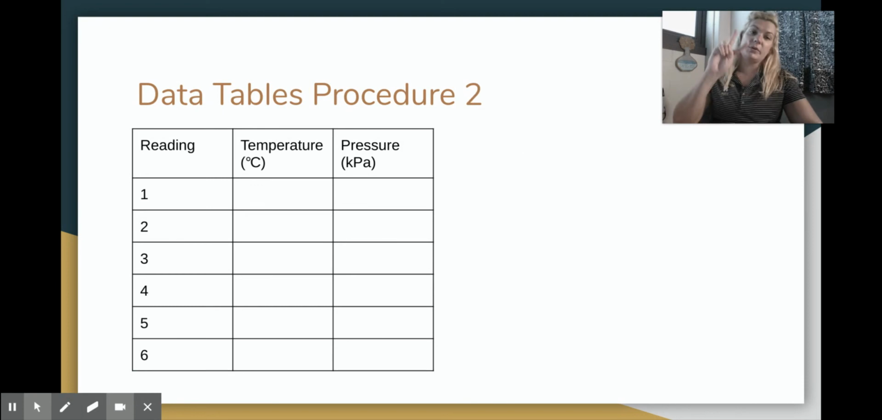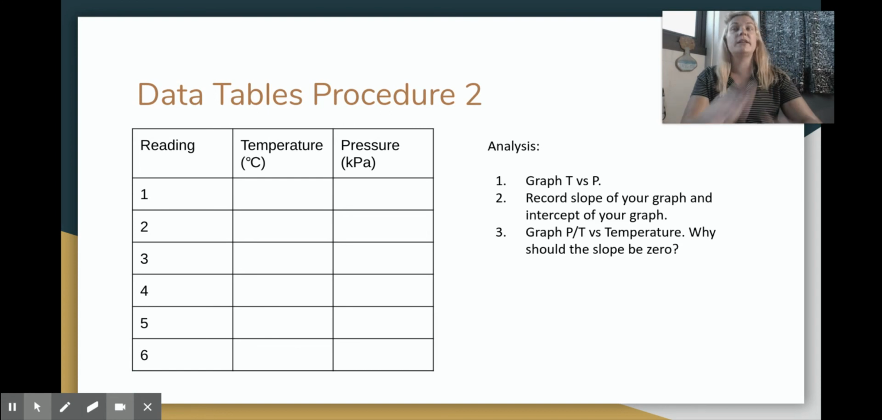All right, second procedure, second data table. Again, you should have at least 7 lines here for your readings. And we're doing temperature at degrees Celsius and pressure at kilopascals again. And then our analysis here is we're going to graph temperature versus pressure. We're going to record the slope of the graph and the intercept of the graph. And then we're going to graph pressure over temperature versus temperature and think about why should the slope be 0. Okay. So I want you to kind of think about that for a little bit.